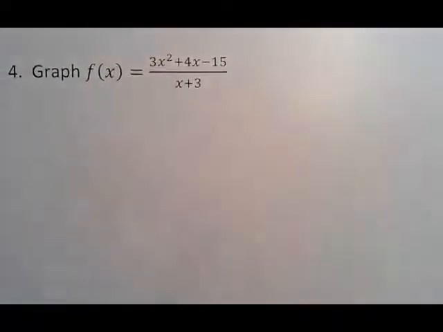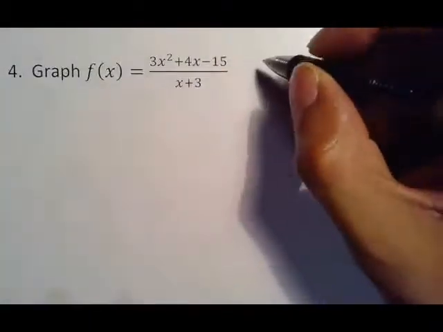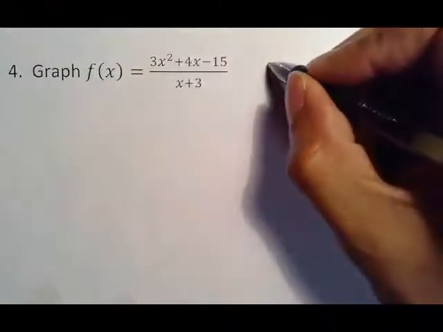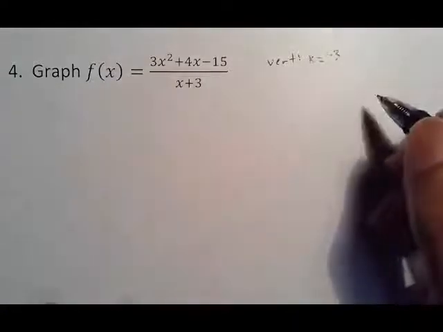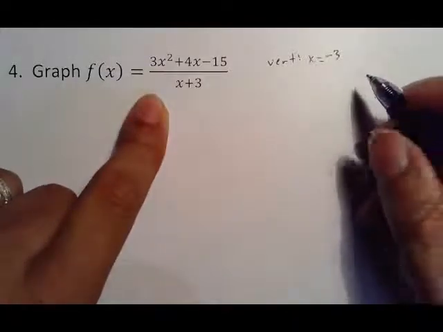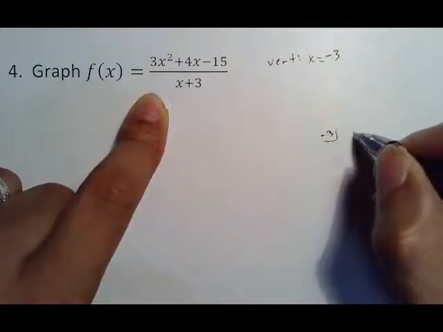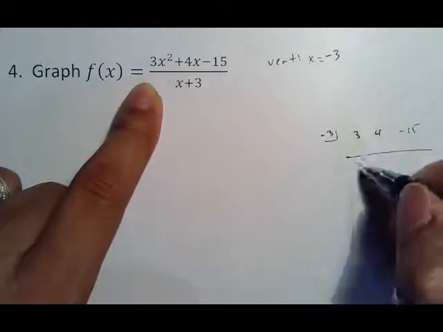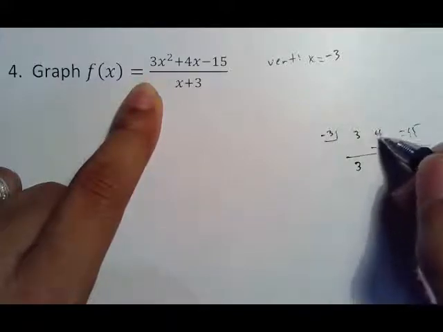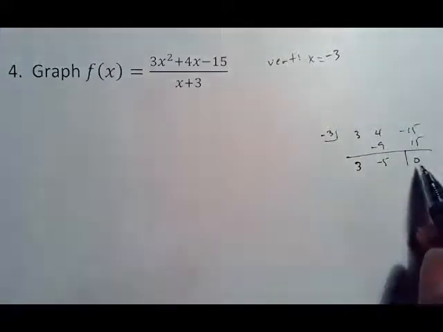Video is going to pause now. We should recognize this where the numerator is higher, and so because of that, that means that we will need to find our vertical asymptote first, which is x equals -3, and then we need to do division. So I'm going to do -3 in a box with 3, 4, and -15. Bring down 3, that makes -9, this makes -5, that makes +15, and notice that there is a 0.